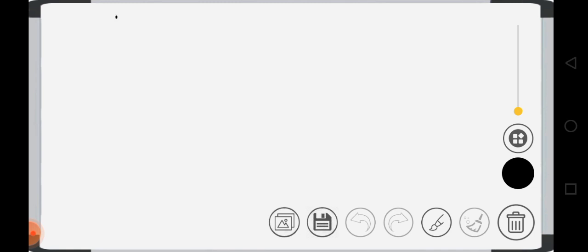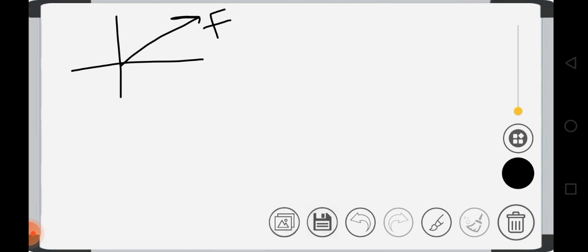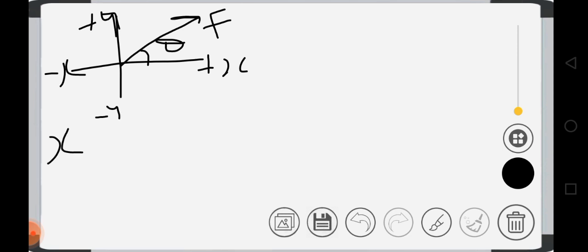So look at the first one. Call the force F, with angle theta. Remember this side is plus X, and this other side is minus X, plus Y, minus Y. So if I ask you now, what is the X component of this force here?